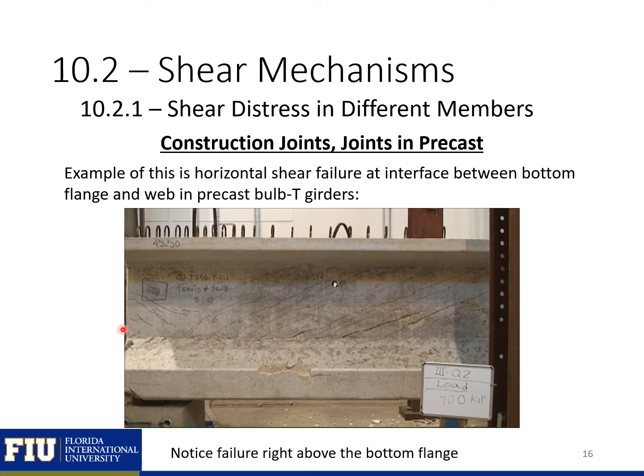So we can see that the top part of the beam, so the web and above, shifts to the left, and the bottom part, the bottom flange, shifts to the right as we have a shear failure right along that interface plane.